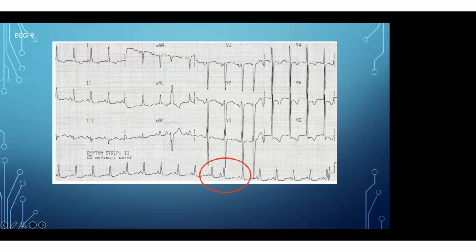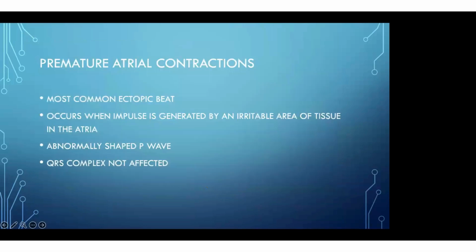This is one. So the P wave morphology is entirely different. The PR interval is different, the RR interval is different. And after the premature beat, there is some pause. And the rest of the P waves are almost similar. So this is an atrial premature contraction. The most common ectopic beat, the impulse is generated away from the SA node. So abnormally shaped P wave, QRS complex is not affected.